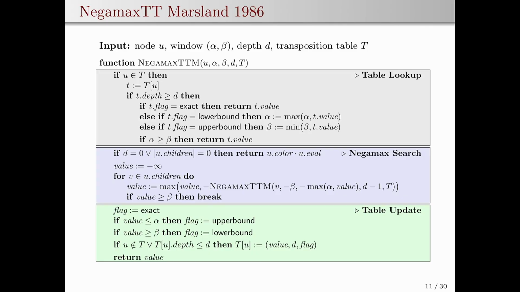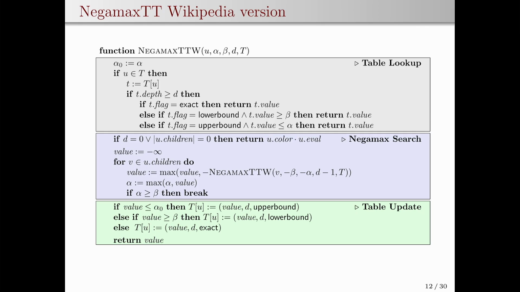Now, it turns out that there's an important difference in the table lookup. If you look at the Wikipedia version, let's go there first, that is a very conservative approach. We just look at the table, check if the depth is big enough, and then we can use it.